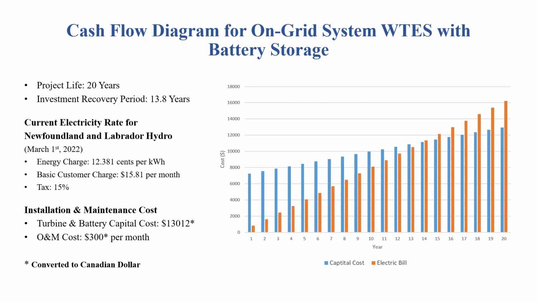We also conducted a feasibility analysis of our project. To generate this cash flow diagram, we have considered the installation and maintenance cost of the wind turbine and battery storage system and the per unit electricity charge from Enel Hydro. Currently, the per unit electricity charge is 12.38 cents. The customer charge we got is $15.81 per month. So the cash flow diagram shows the project will reach its equilibrium stage after 14 years if they continue saving the electricity bills as per the current situation.